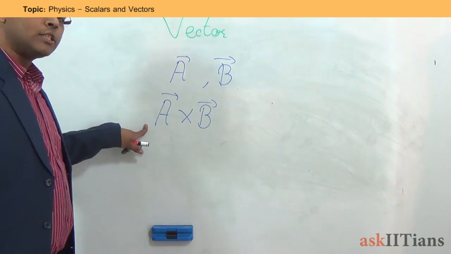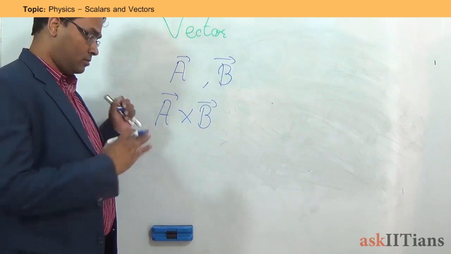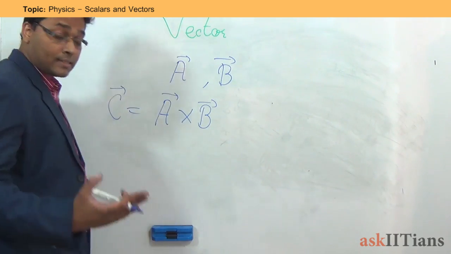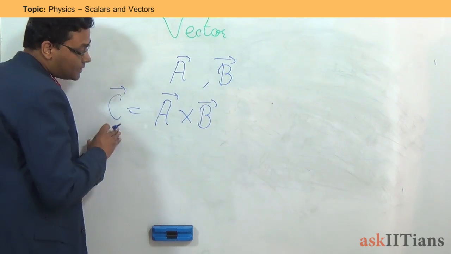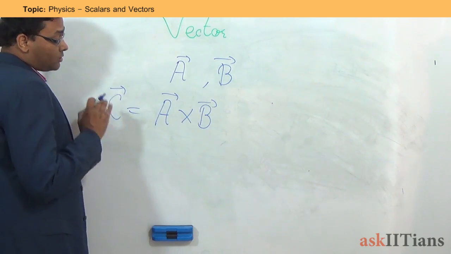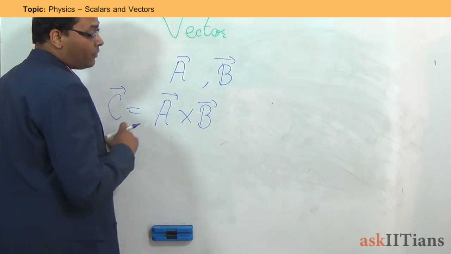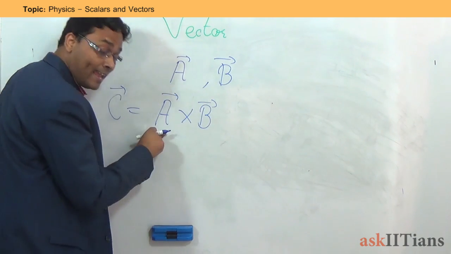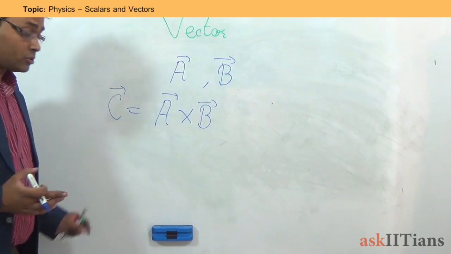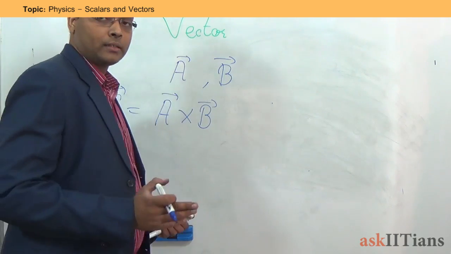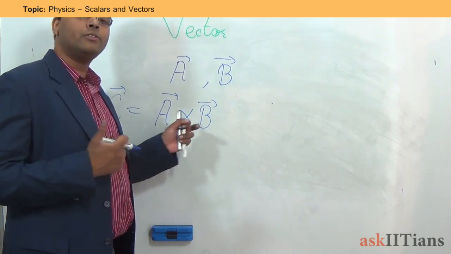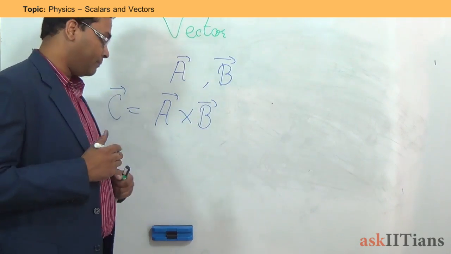So this A cross B vector, if I say this is my resultant vector, assuming that this comes out to be the vector C. So this vector C is going to be perpendicular, please understand it, to both the individual vectors A as well as the vector B. This is how it is worked out. So that's the reason we say it's a vector product.